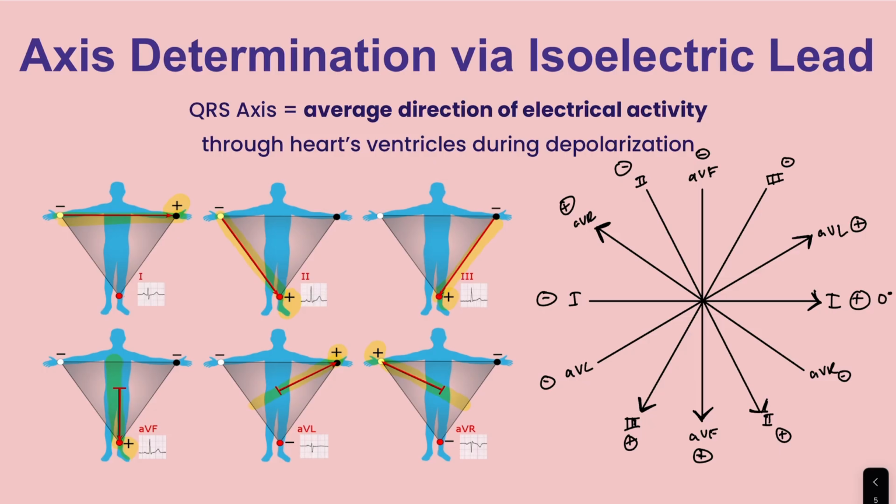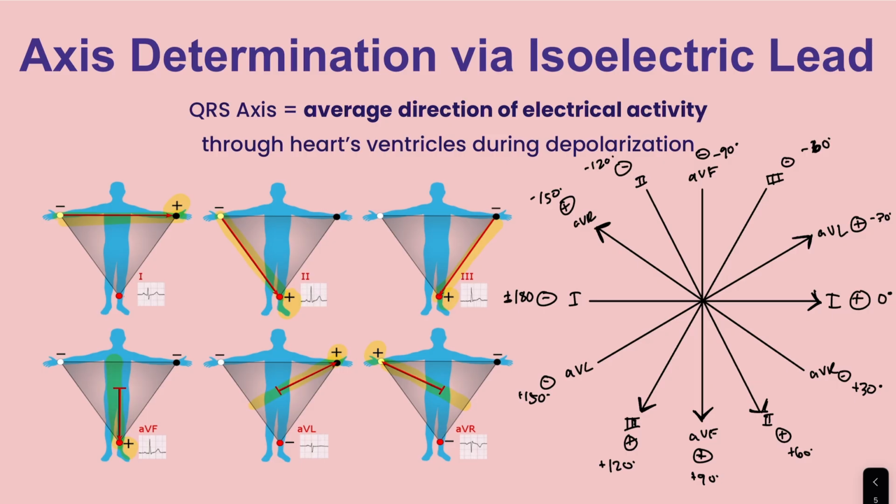So we're going to see lead 1 here is going to be 0 degrees, just like a normal graph. Now we're going to go down, and we're going to say this is positive 30, positive 60, positive 90, positive 120, positive 150, and positive 180. And the same thing going up, we've got negative 30, negative 60, negative 90, negative 120, negative 150, and then lead 1 is positive or negative 180.